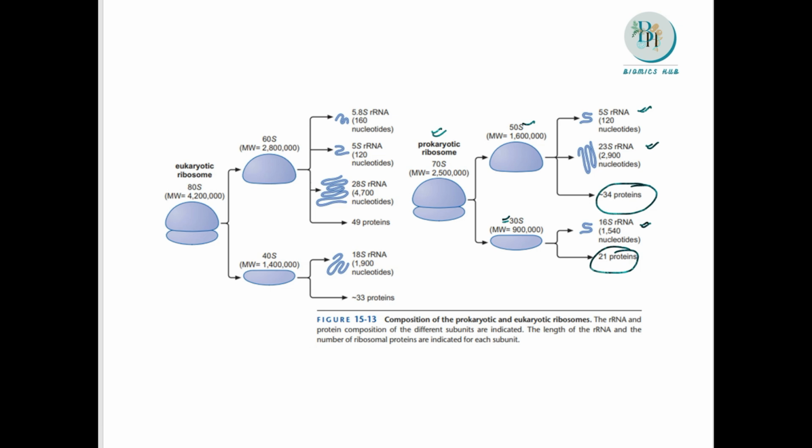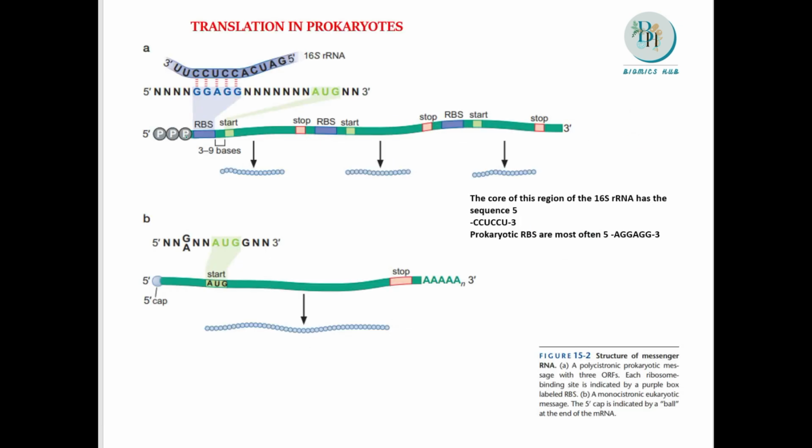So the process of translation takes place in three steps, that is initiation, elongation and termination. Before that, we have to see what are the sequences present over here. In the mRNA, there is a 5' end and a 3' end. For protecting these ends from degradation, the 5' end has a cap and the 3' end has a poly A tail. And there is a ribosome binding site where the ribosome comes and binds in this region.